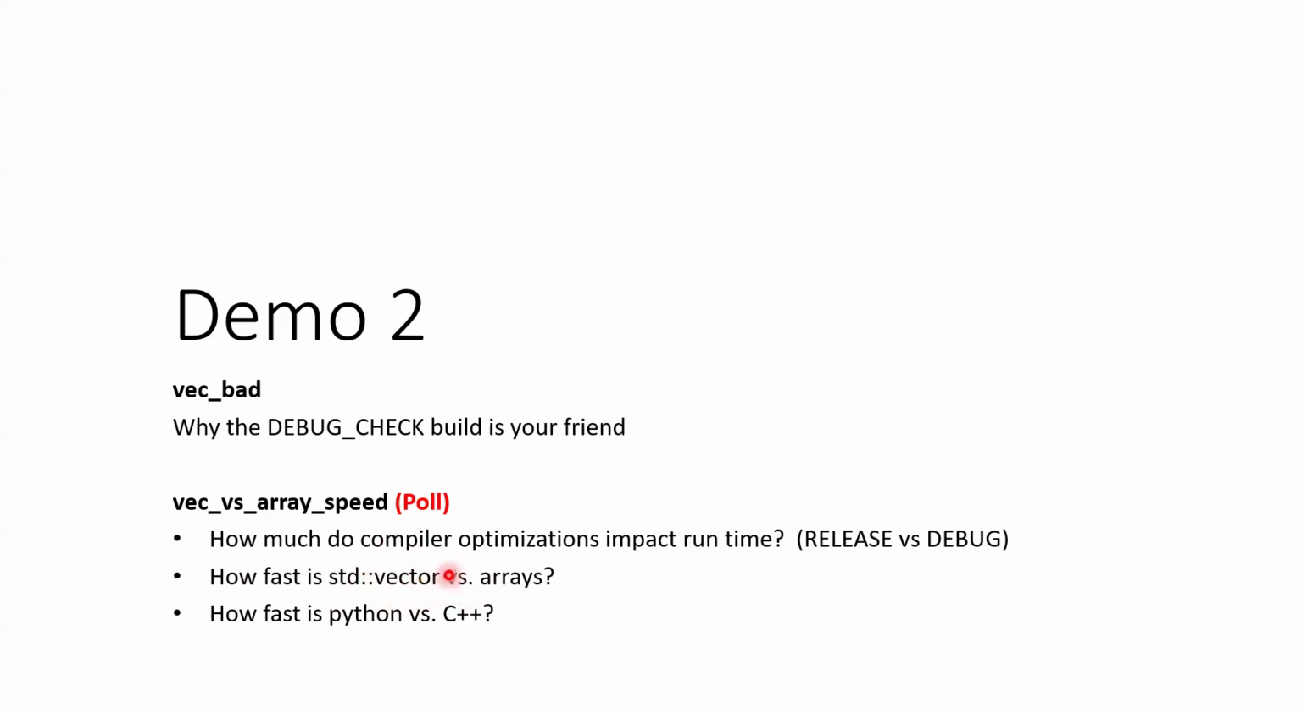So the next one is vector versus arrays. Which one do you think is faster? Arrays. Do you think they are about the same? Yeah, about the same. They're both in the same type of thing. Depending on how you code it, could be about the same. How fast is Python versus C++? C++ is way faster. Let's see it.